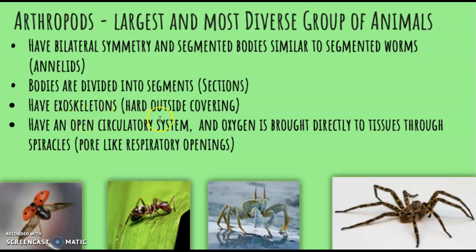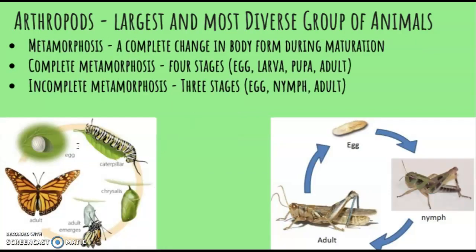They have open circulatory systems, so the blood washes over their organs, and also their oxygen is brought directly to them through something called a spiracle, which is a pore-like respiratory opening in the body that oxygen and air are able to enter through.